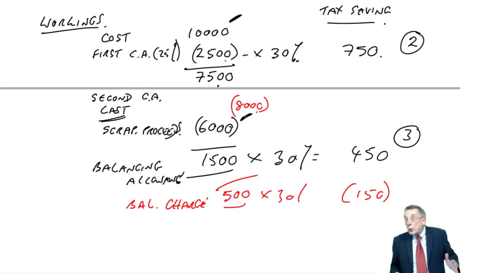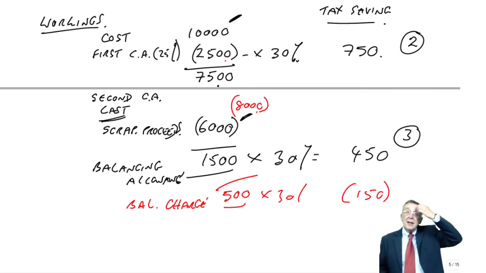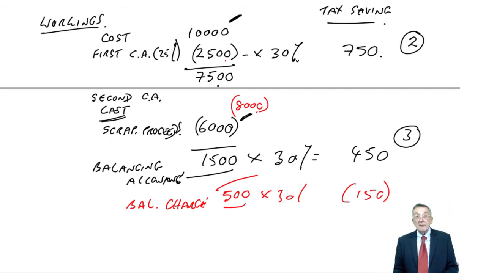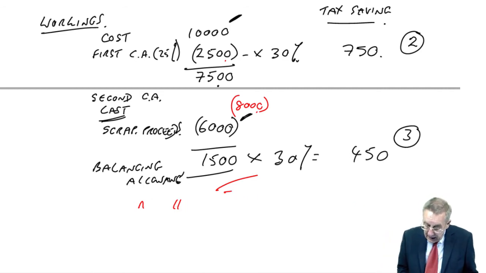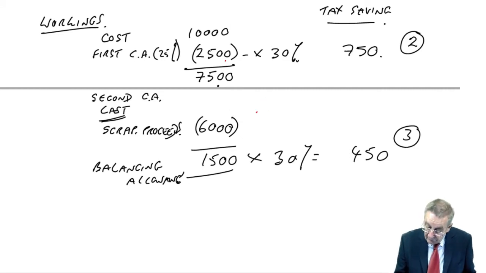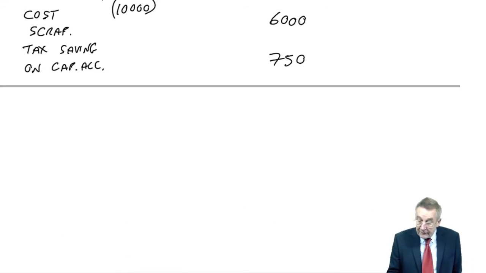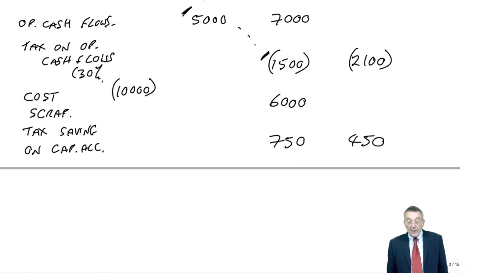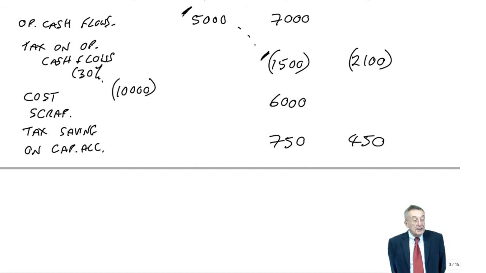So it's the same rule, but if you sell it for less than tax written down value, you get an allowance, save tax. If you sell it for more than written down value, there's a charge, you pay more tax. Anyway, now we can finish it off. It was 750 saving at time 2, 450 saving at time 3. Lovely.